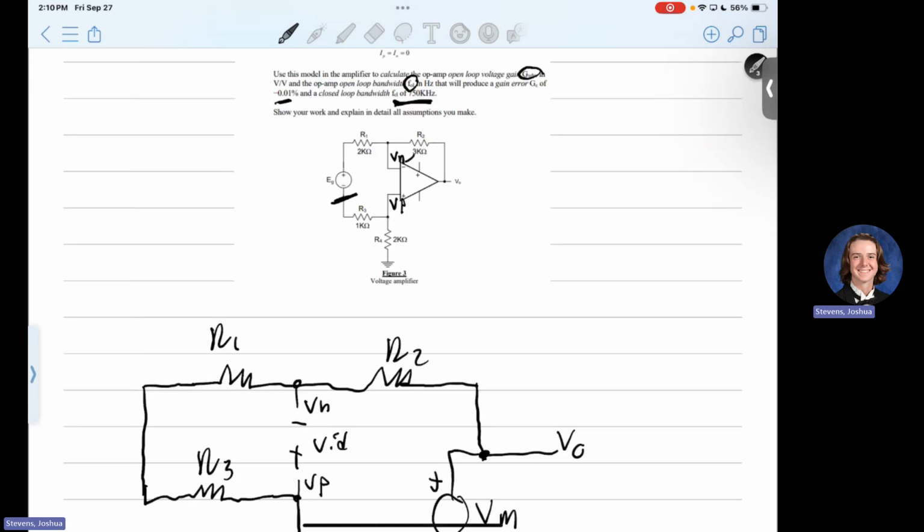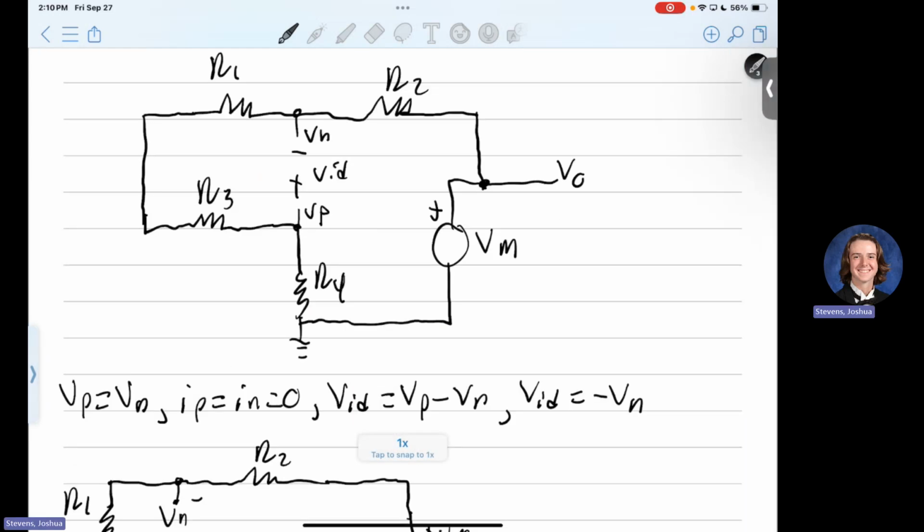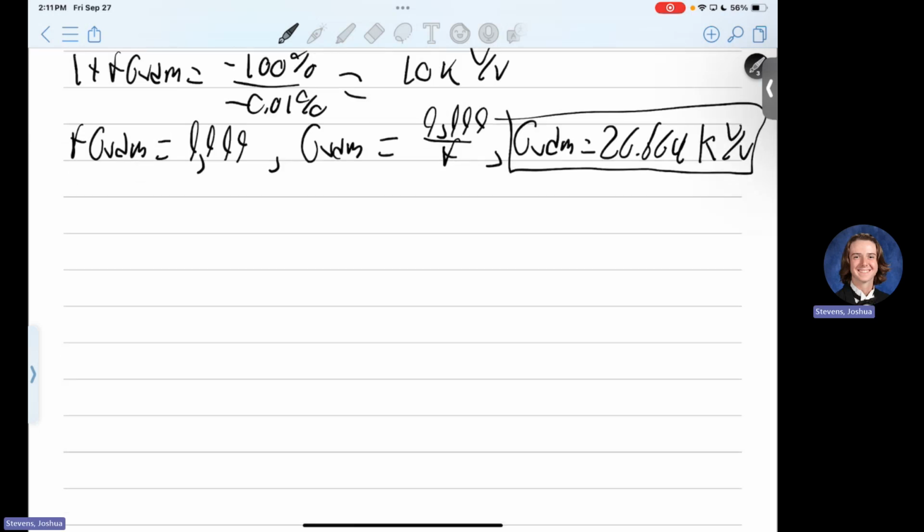We were given the closed loop bandwidth, 750K hertz. So another equation. I don't know if this was in the materials that y'all found. A couple other people recognized this equation. This is not something I fully recognize, but this is something I found. It was this. Open loop bandwidth is closed loop bandwidth over 1 plus F GVDM. Cool? That's the equation. I'll write that down.